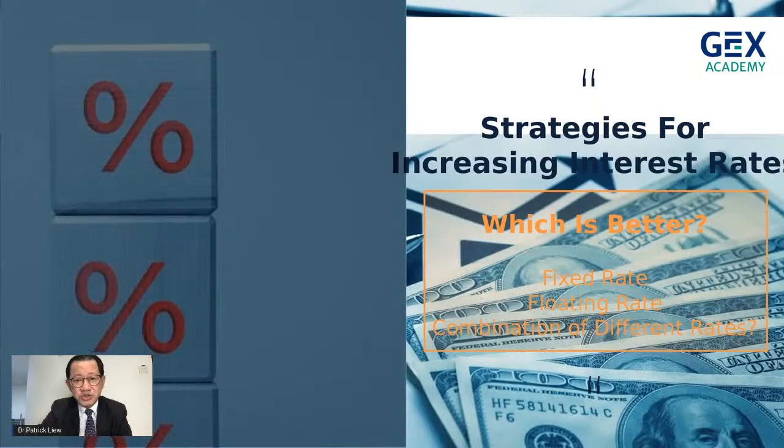So what are the strategies for increasing interest rates? One of the questions people always ask me, Patrick, is: is it better that I borrow on a fixed rate, or should I go for a floating rate, or a combination of both of these rates?